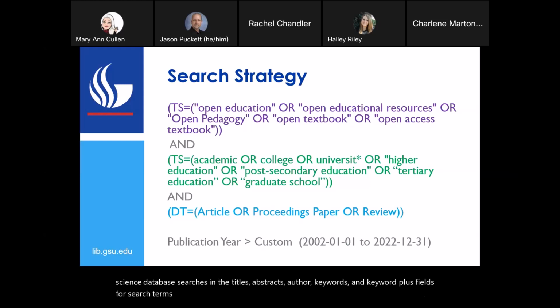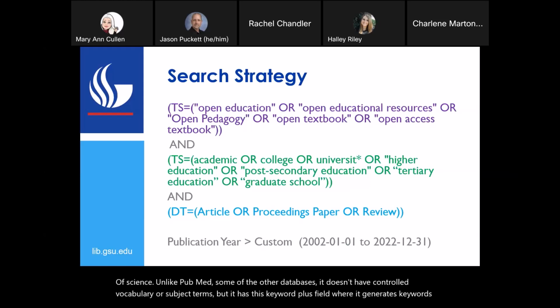And so if Keywords Plus doesn't sound familiar, Web of Science, unlike PubMed and some of the other databases, doesn't have controlled vocabulary or subject terms, but it has this Keywords Plus field where it generates keywords and index terms automatically from the titles of cited articles. So I knew I wanted to search in those as well.